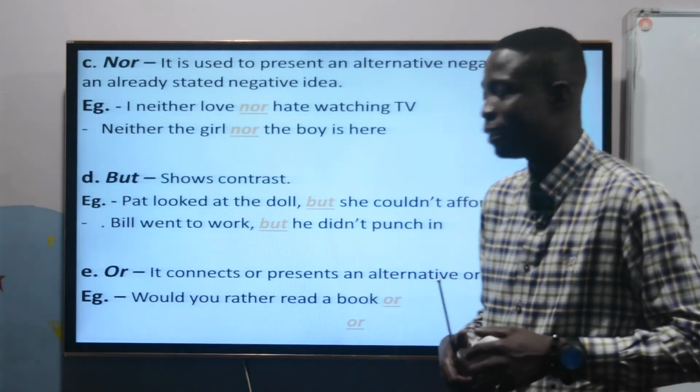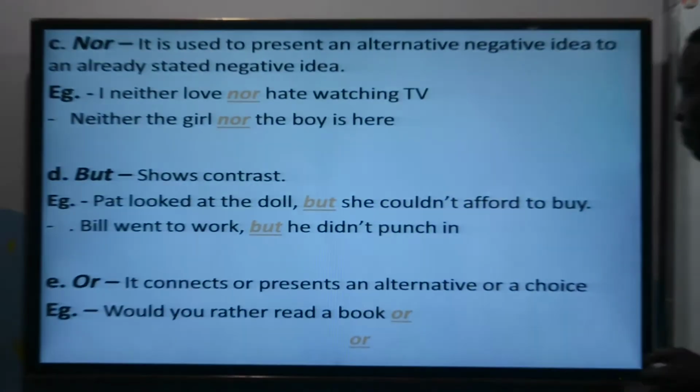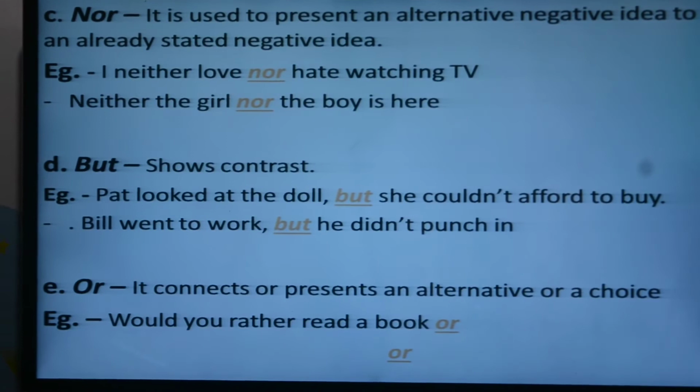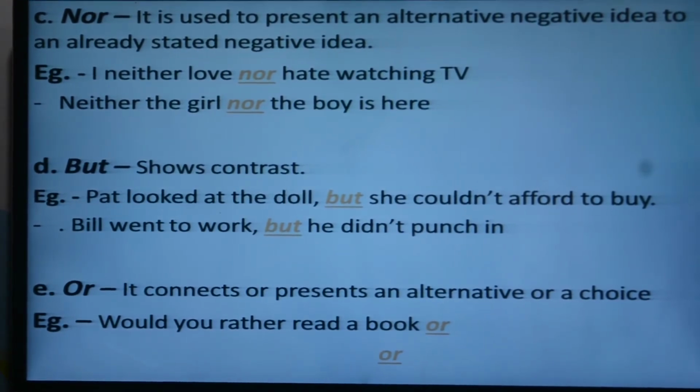To our next point, and that is or. Or connects or presents an alternative or a choice.